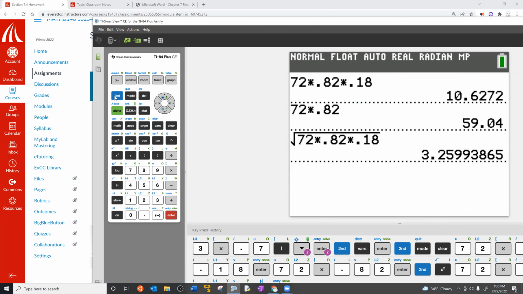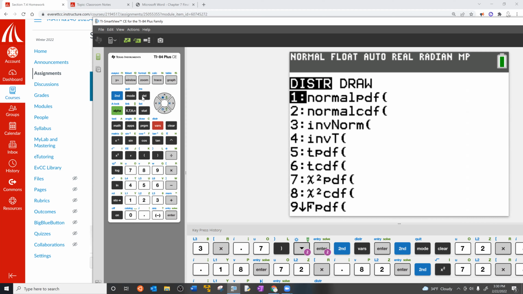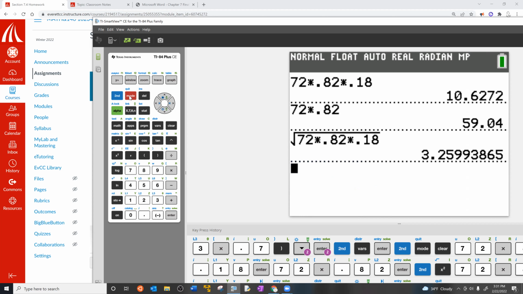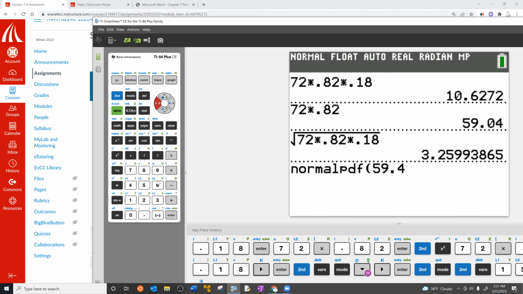So it looks like we're going to have to use our calculator one more time. We're going to go to 2nd Distribute. Let me take off Normal. I'll take off the Stat Wizard so we can go back to our home screen. 2nd Distribute, normalcdf. We're going to put in the mean 59.4.